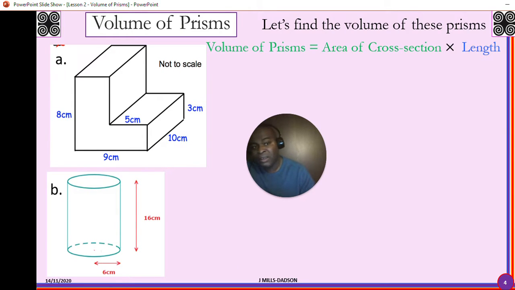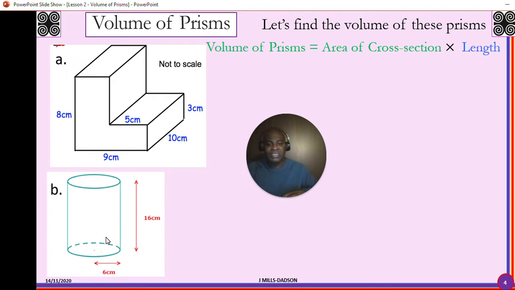These are other prisms. If you look at A, an L shape is the cross section, and we stack them along this line. So that is the length. Cross section, length. Let's look at B.